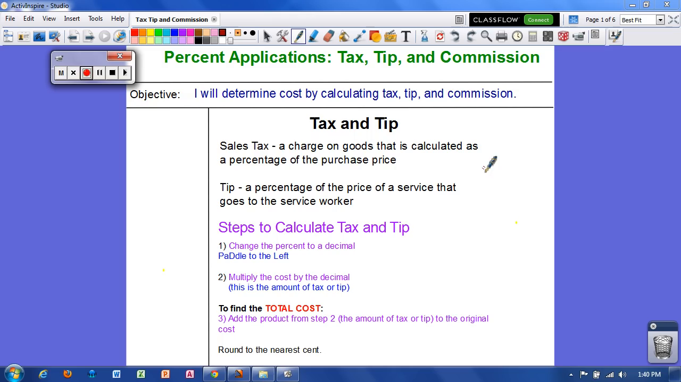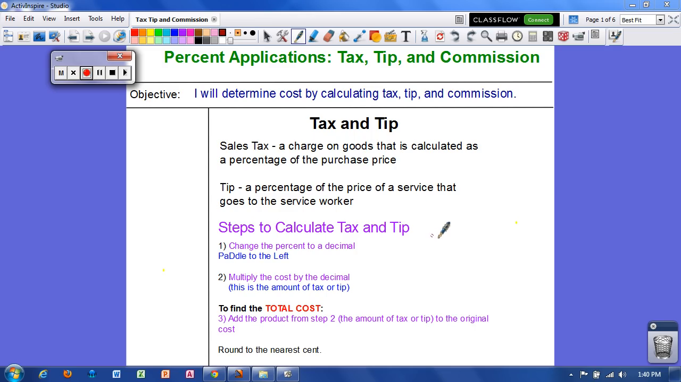items actually cost. For a tip, that's a percentage of the price of a service that goes to the service worker. So let's say you go have dinner at Chili's and you get your bill. Well, you not only have to pay for whatever food you got, but you have to take a percentage of that and add it on as a tip. And that extra amount that you pay actually goes to your server.